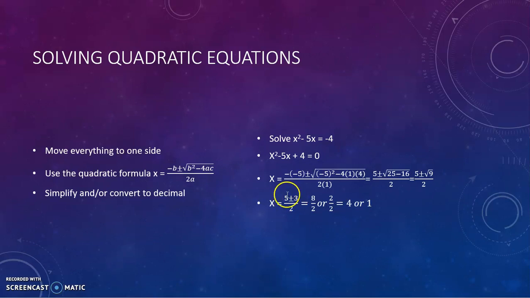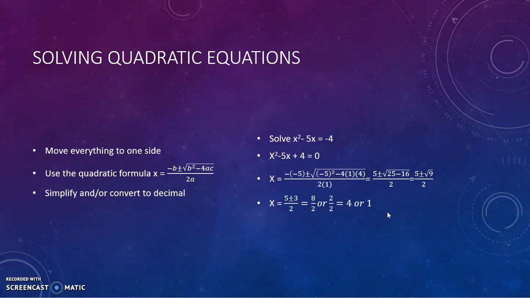And so I've got two answers. One of them is 5 plus 3 over 2, so that's 8 over 2. 5 plus 3 is 8. The other one is 5 minus 3 over 2, so that's 2 over 2. And then both those answers reduce. 8 over 2 is 4, 2 over 2 is 1. So this equation has two different answers. One is 4, one is 1.